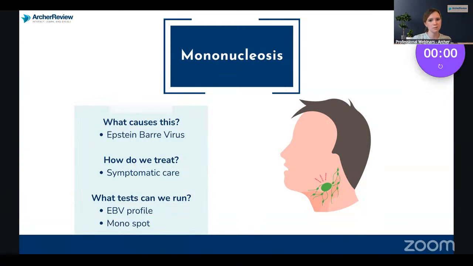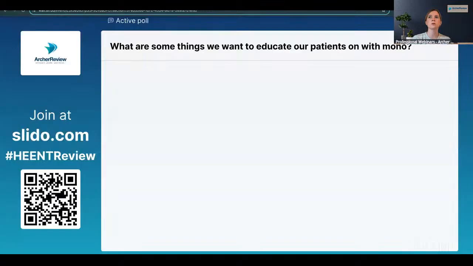We do not. We want to avoid antibiotics because if you do give antibiotics, you actually can cause them to have a rash. So with mono, we're just treating them symptomatically. This patient is going to be super important to do patient education for. So what do we want to make sure we educate our patients on with mono?